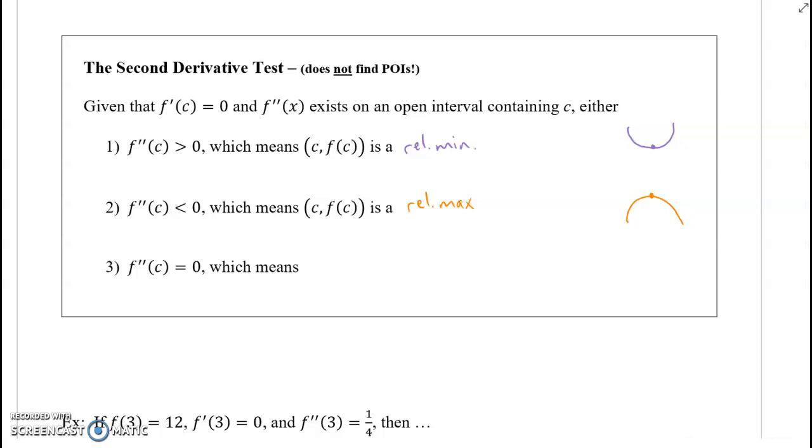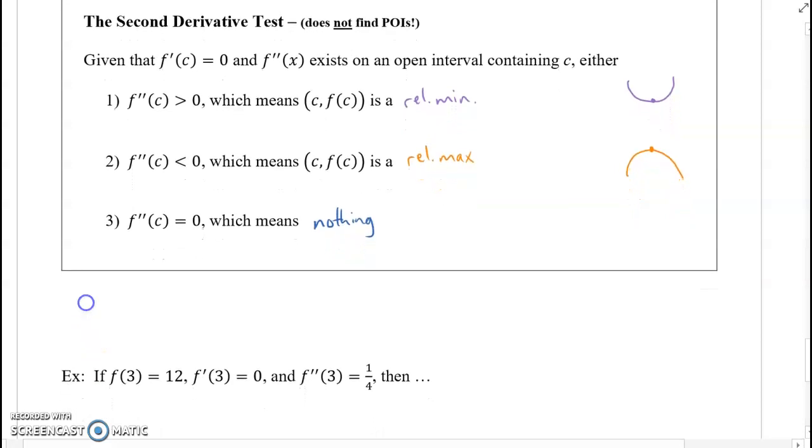Finally, if the second derivative is also equal to 0, that's, as we saw before, that means nothing. We could have a relative maximum, we could have a relative minimum, we could have neither. It just depends on the function. So that's the second derivative test. It's pretty easy to use, and we like it when we get into Taylor polynomials, which is towards the end of the class. So keep that in mind.